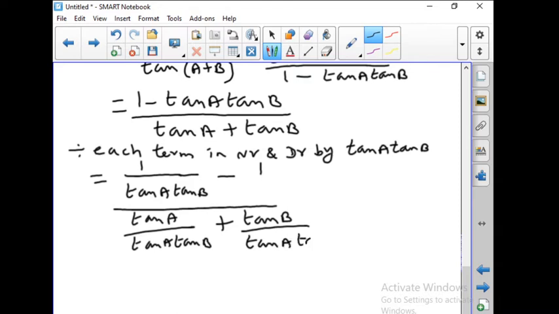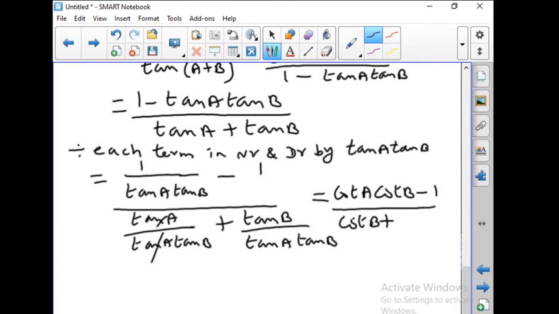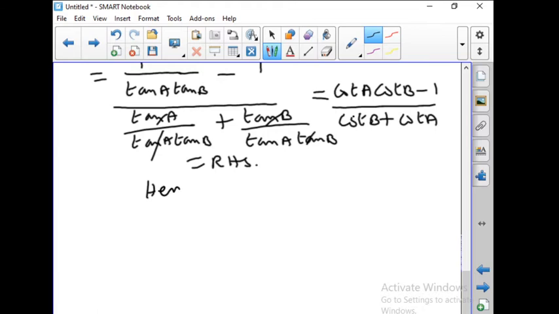So 1 by tan A is cot A, 1 by tan B is cot B, minus 1, divided by: here tan A gets cancelled, so 1 by tan B is cot B, plus here tan B gets cancelled, so 1 by tan A, which is equal to cot A. So that is equal to the right hand side. Hence, it is proved.